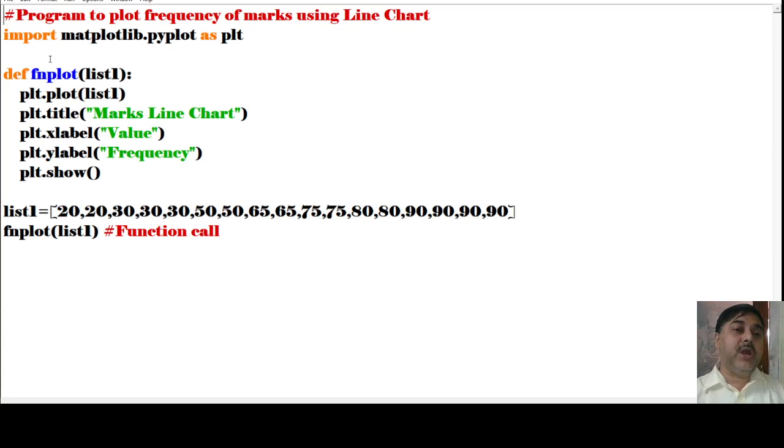So when the program comes here, it will see def fn plot list 1, and it will search for where the fn plot list 1 is. So list 1 is here, and the value has already been specified. Okay, so as the value has already been specified, it will take those values. That means it will first come to this particular area, and here it is going to take list 1. Okay, the list 1 values, whatever the values of list 1 are, will be taken.